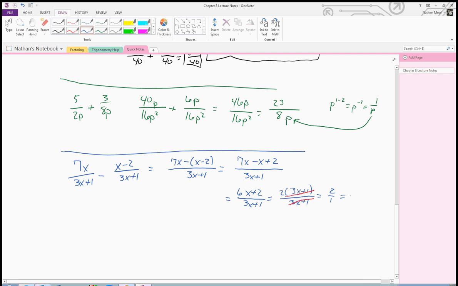So 2 over 1 equals 2. So here is our final answer. Now, very straightforward process that I like to teach.